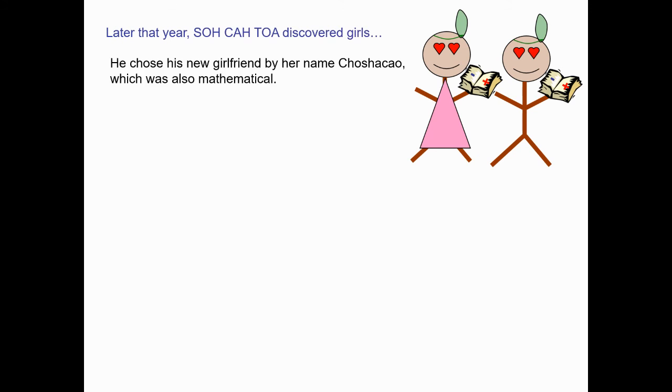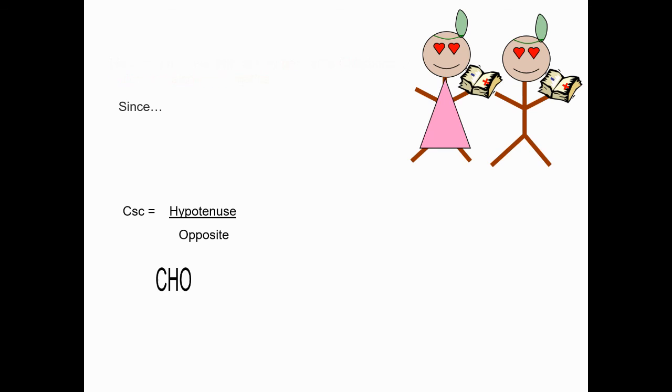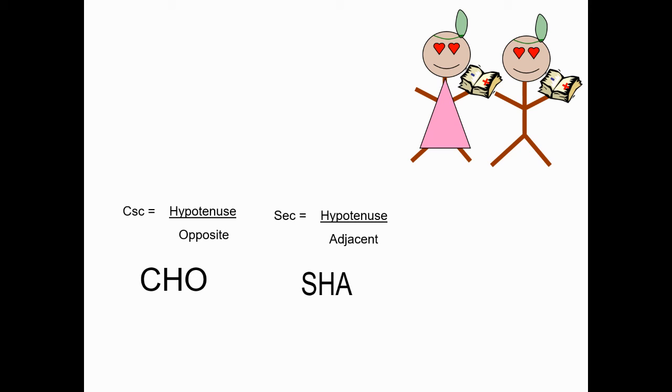But it doesn't end. Later that year, Sohcahtoa discovered girls. He chose his new girlfriend by her name, Sohcahtoa, which was also mathematical, since cosecant equals hypotenuse over opposite, secant equals hypotenuse over adjacent, and cotangent equals adjacent over opposite.